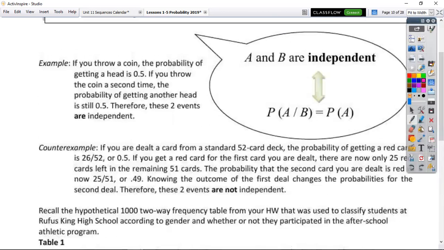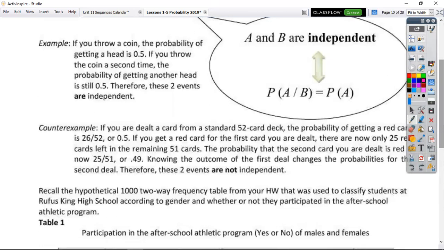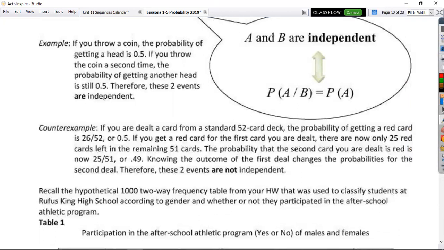So your first example here, just to work you through this, say you throw a coin, the probability of getting a heads is 0.5. If you throw the coin a second time, the probability of getting another heads is 0.5. Do those events have anything to do with each other? They do not. Therefore, we call them independent. From a probability aspect, when we write these rules out, you're going to want equal probabilities. So when you compare your 2 events and you set them up, you're going to want these to be equal to each other.